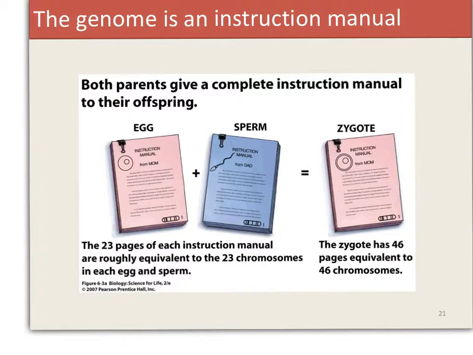So our gametes are haploid. They each have 23 chromosomes. And then when they fertilize, the egg is fertilized by the sperm, you end up with a diploid zygote that starts to undergo developmental dividing.